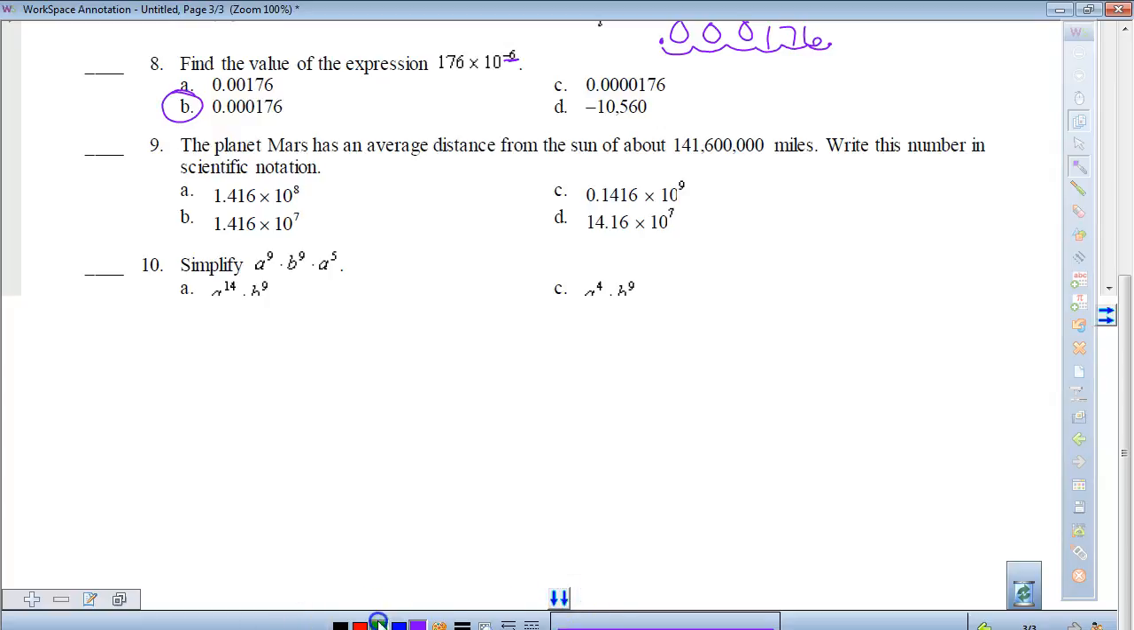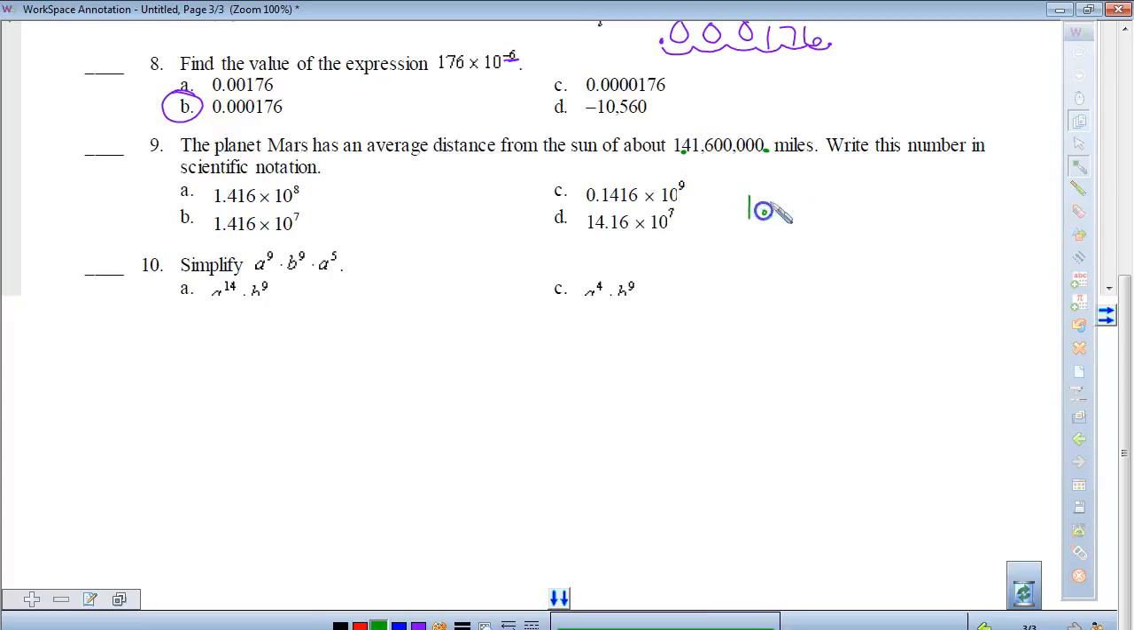Number 9, the planet Mars has an average distance from the Sun of about 141,600,000 miles. Write this number in scientific notation. So the decimal again here is at the end of the number, and we talked about in scientific notation, the rules are that we have one number that's not 0 in front of the decimal. So we need our new decimal to be here.